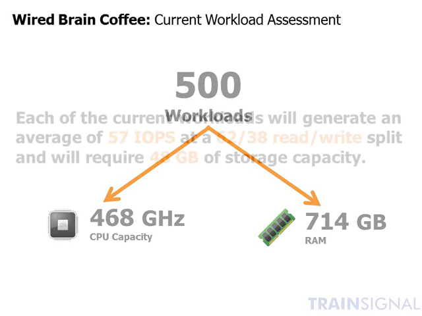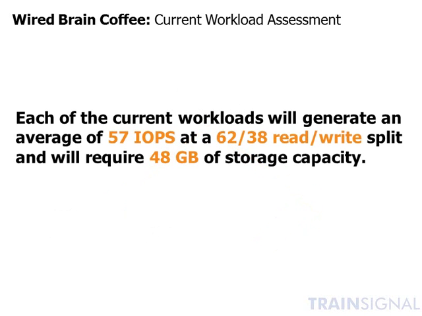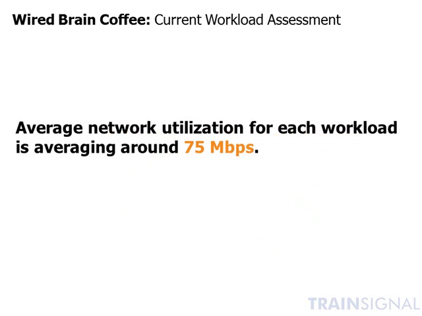On the storage side, these workloads are going to generate, on average, 57 IOPS, and the read-write split is going to be 62% read, 38% write. Total storage capacity based on the assessment is 48 gigs, and average network utilization for each workload is averaging around 75 megabits per second. Now, based on this information, let's look through a few more examples and calculations of how we can use this to begin to craft a VMware vSphere design for Wired Brain Coffee.